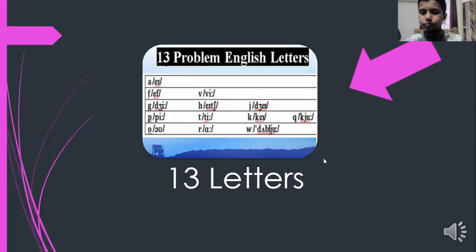A. Most of the people pronounce it incorrectly, but it's not correct. We have to pronounce it with a little bit of an E sound.